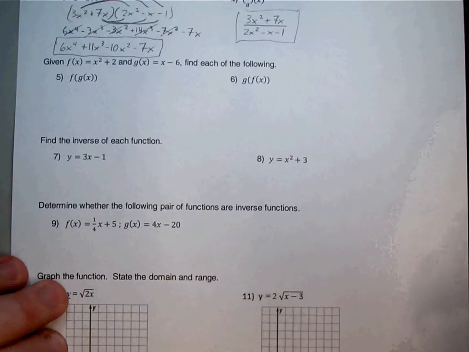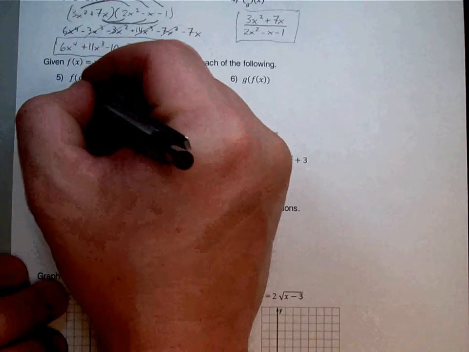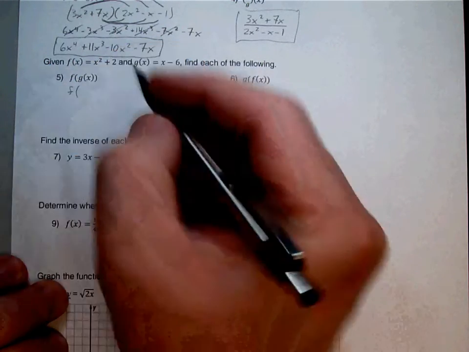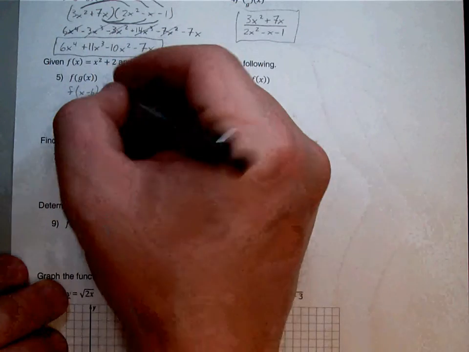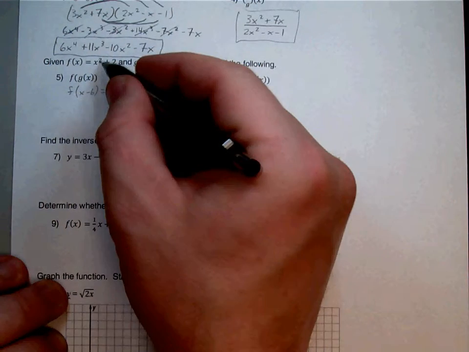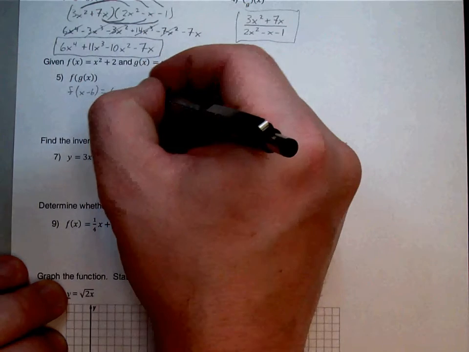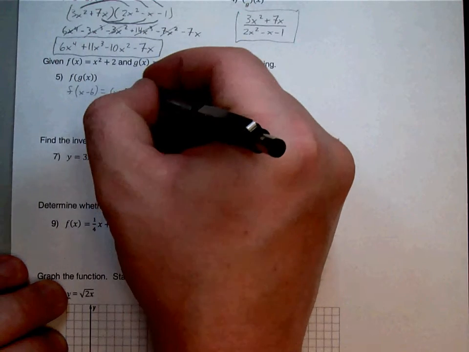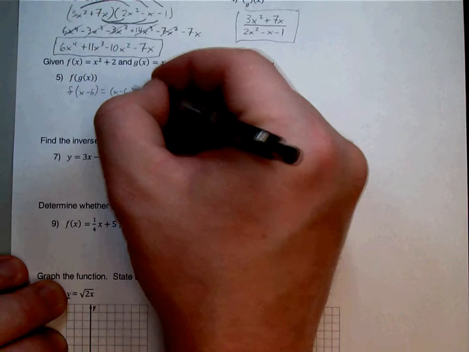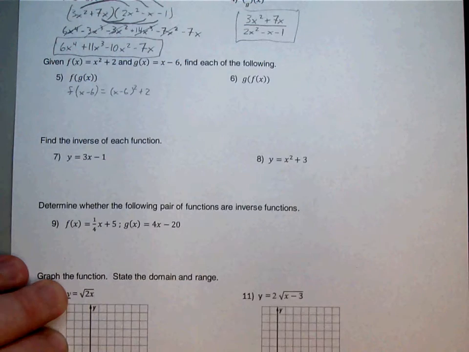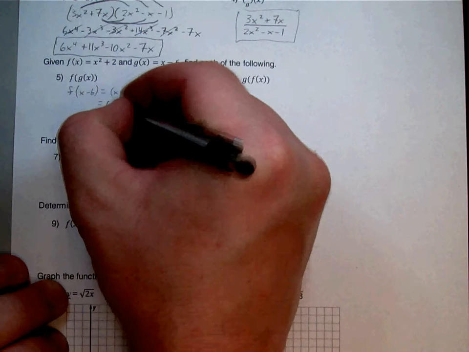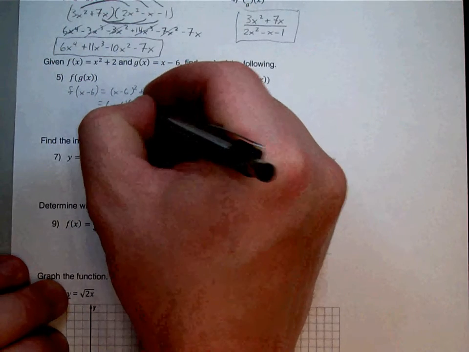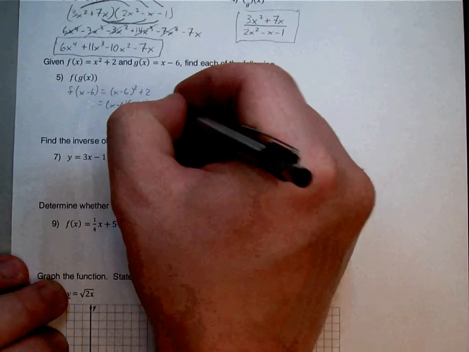Now number 5, f of g of x. So g of x is x minus 6. So I have to plug that into the f. What is f? Well, it says x, but that's where we plug in what's in our parentheses. And it says to square it and then add 2. When you square x minus 6, unfortunately, you have to take x minus 6 times x minus 6. And then add 2.